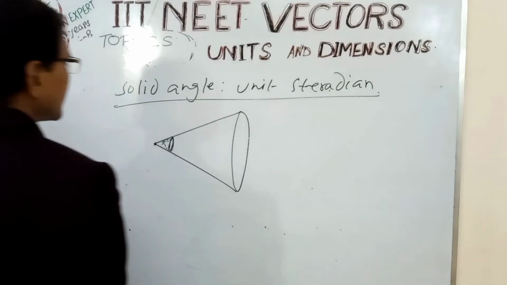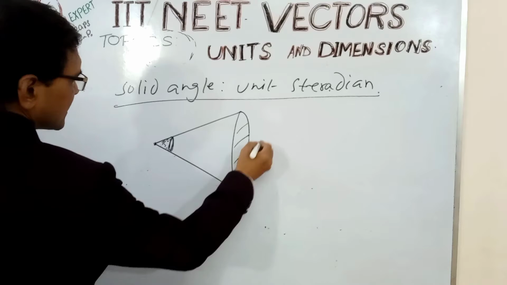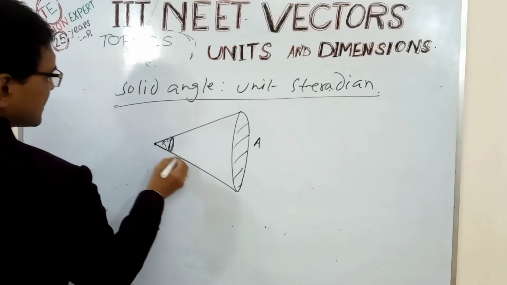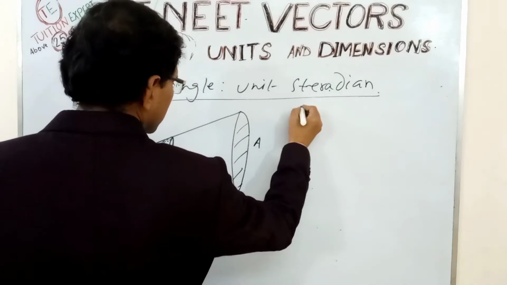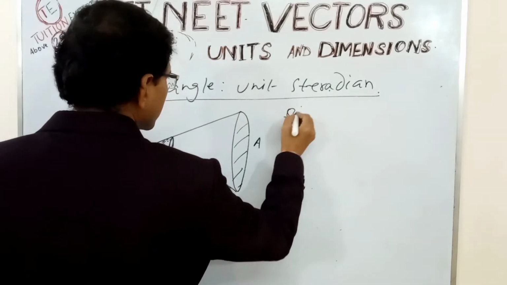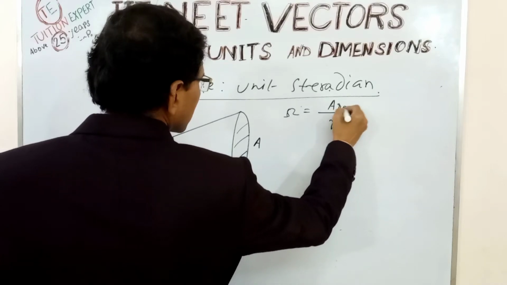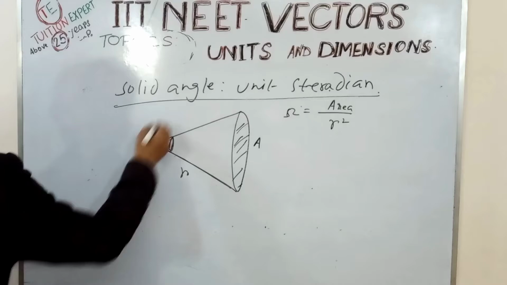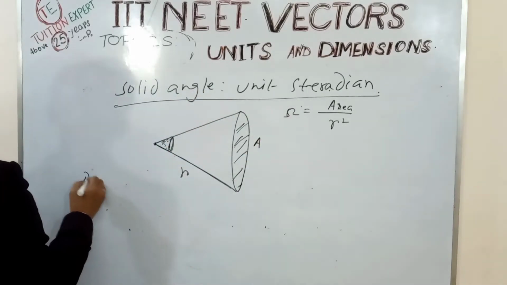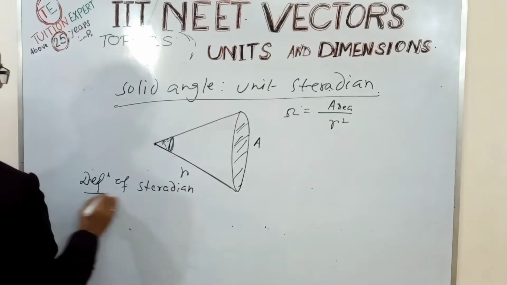So what is solid angle? Suppose this area is A and this radius is r. Then the solid angle, denoted in steradians, is equal to the area divided by r square. That is the definition of solid angle. Now, what is the definition of the steradian?